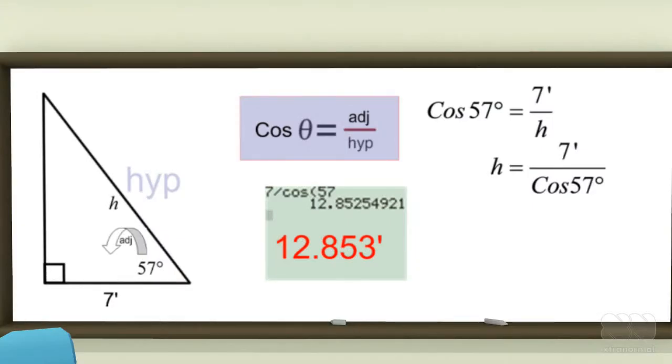If I may, Mr. Waite. In this case, the cosine of 57 degrees equals 7 divided by h, the length of the hypotenuse. Apply some algebra 1 and you have 7 divided by cosine of 57 degrees. Going to my calculator, I get an approximation of 12.853 feet.